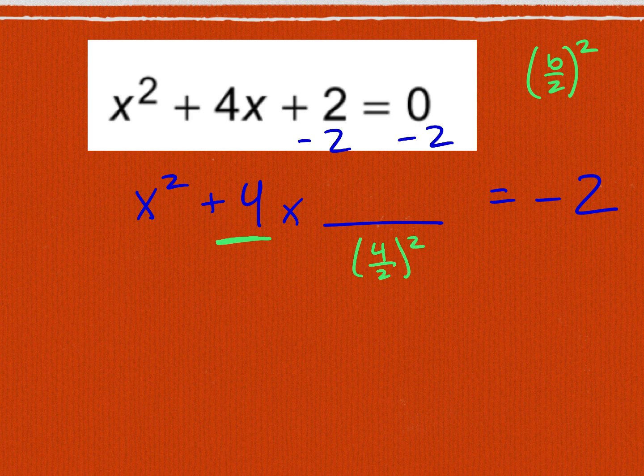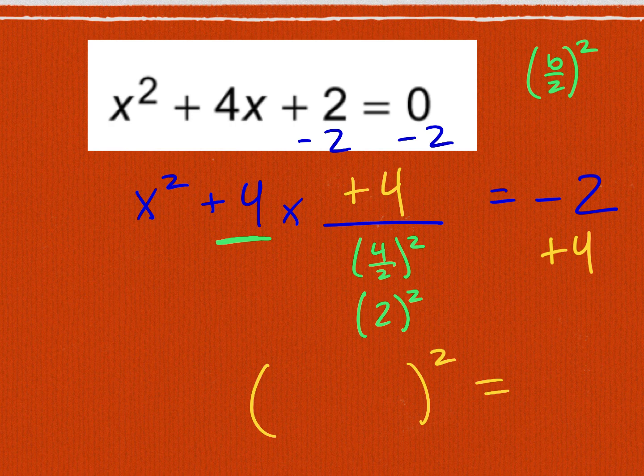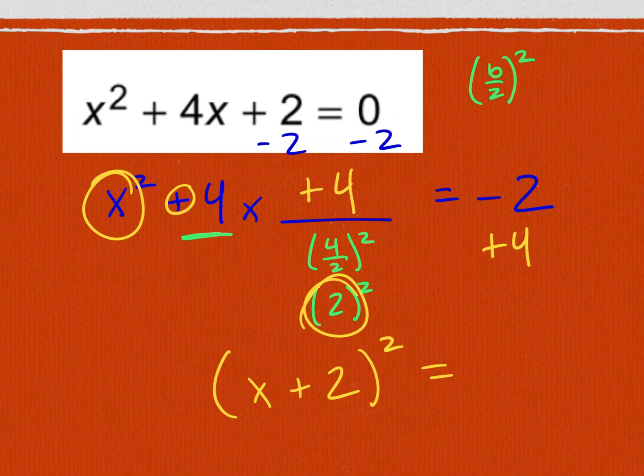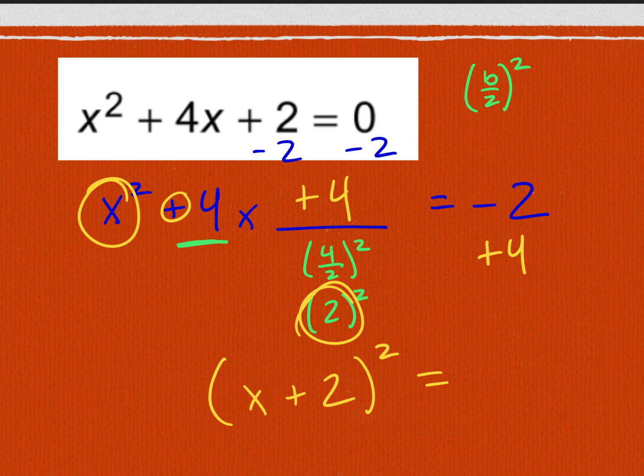What's 4 divided by 2? So 2 squared. And what's 2 squared? So I'm adding 4 here. What else do I need to do? I have to add 4 to the other side also. So don't forget. If I add 4 to the left side, I have to add 4 to the right side also. Now I can write my parentheses. What goes inside the parentheses? X plus 2. Perfect. So (x + 2)² equals 2.